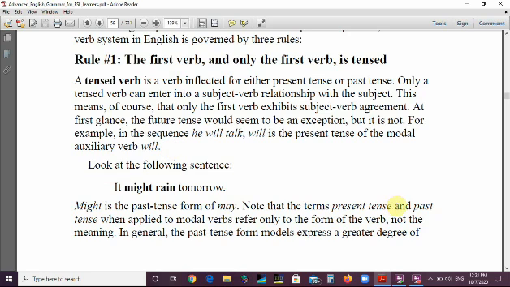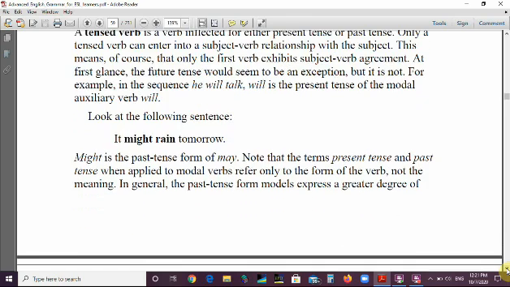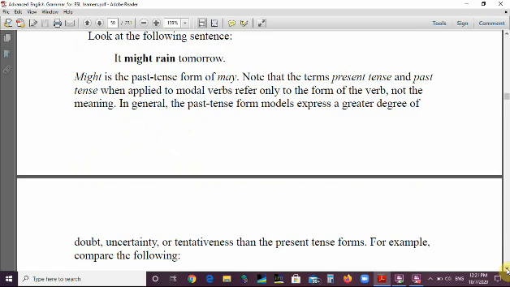Look at the following sentence. It might rain tomorrow. As you can see here, might is the past tense form of may. Note that the terms present tense and past tense, when applied to modal verbs, refer only to the form of the verb, not to the tense itself. And it might rain tomorrow. We have might. Might is the past of may, but this sentence is in the future.